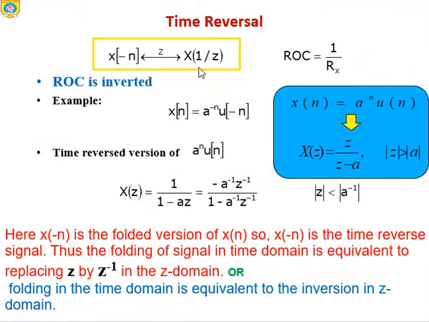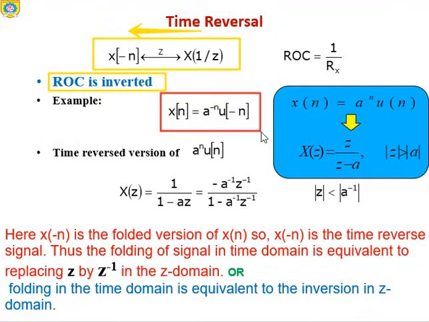So this can be represented as x of z inverse. Similarly, if we want to revert this, x of z inverse will have the inverse z transform, that will be x of minus n. So the ROC for this one is exactly inverted. That's why it is 1 upon Rx. So when we write down the ROC for this case, the ROC is inverted. So let's see the example.